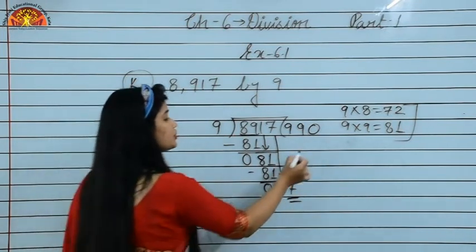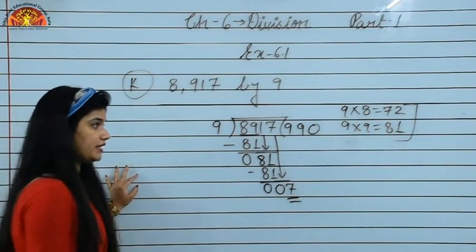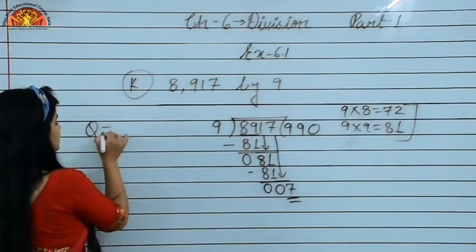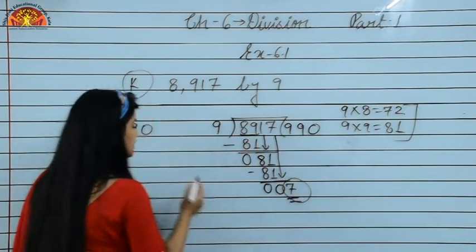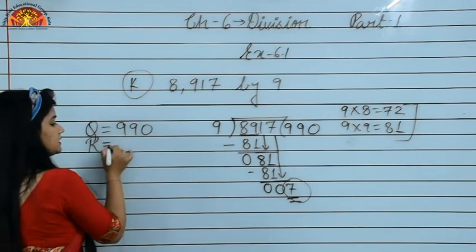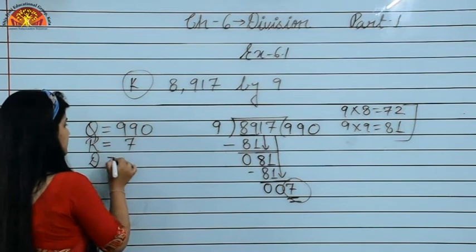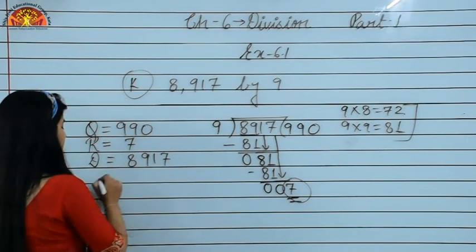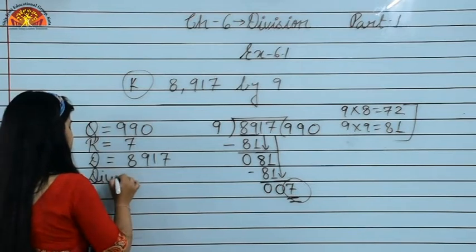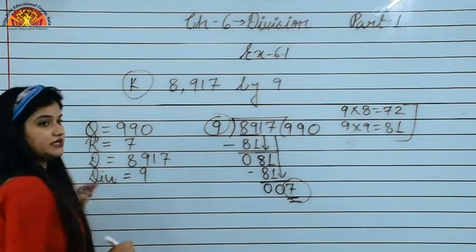So what is the question? The question is 990. The quotient is 990 and the remaining part, this will be the remainder. The remainder is 7. Is it clear students? And the dividend is 8917 and the divisor is 9. Is it clear students?